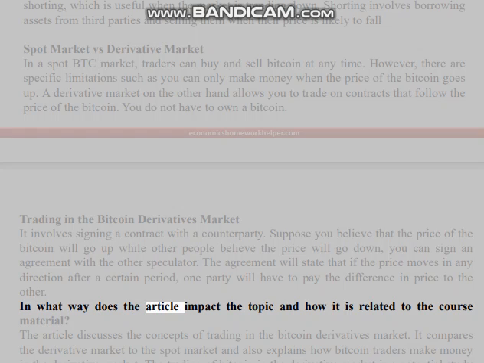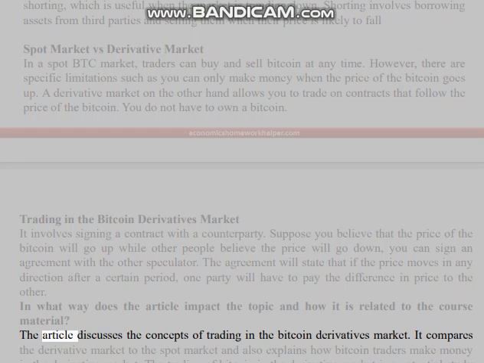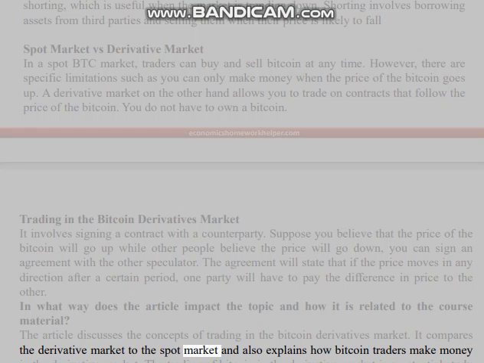In what way does the article impact the topic and how it is related to the course material? The article discusses the concepts of trading in the Bitcoin derivatives market. It compares the derivative market to the spot market and also explains how Bitcoin traders make money in the derivative market. The trading of Bitcoin in the derivative market is a potential study of monetary theory in Microeconomics, Halliburta, 2020. Are there specific examples of how this is related? Bitcoin has a robust nature and a decentralized cash system.